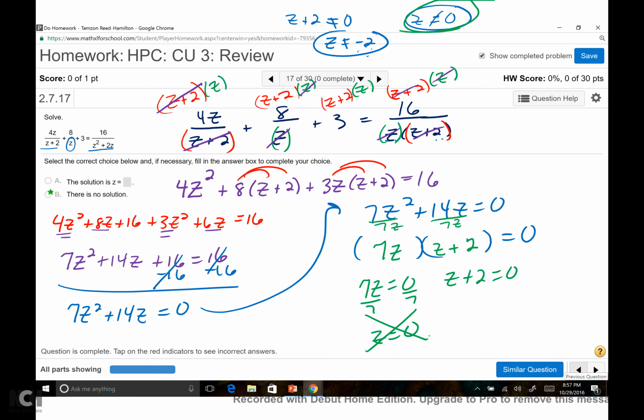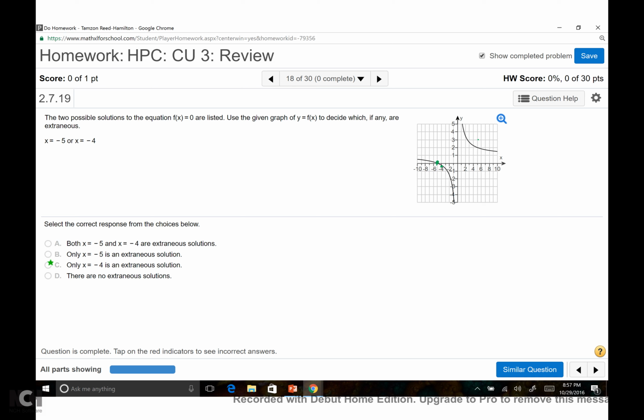Why is negative 4 extraneous? There's a point on it. Huh. Why is negative 4 extraneous?